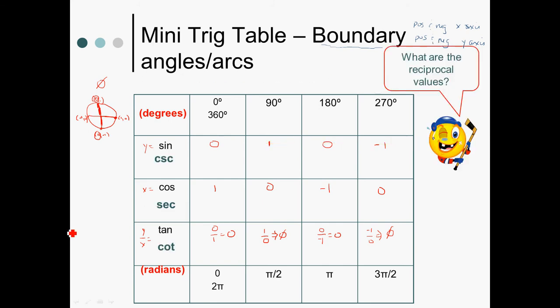Now, what about the reciprocals? It's important for reciprocals, right? If you want to think about it this way, this 0 is technically y over the radius, but remember our radius is 1, so this is technically 0 over 1. What's the reciprocal of 0 over 1? Yep, 1 over 0, which is, of course, undefined.